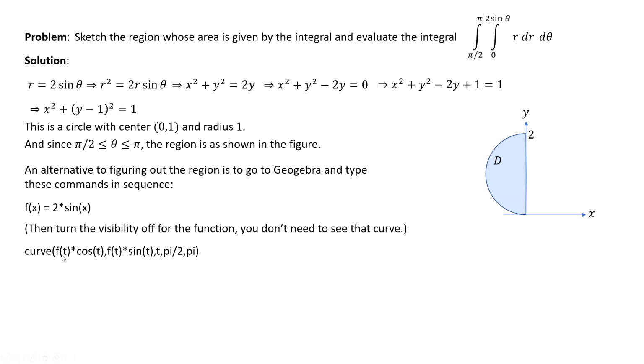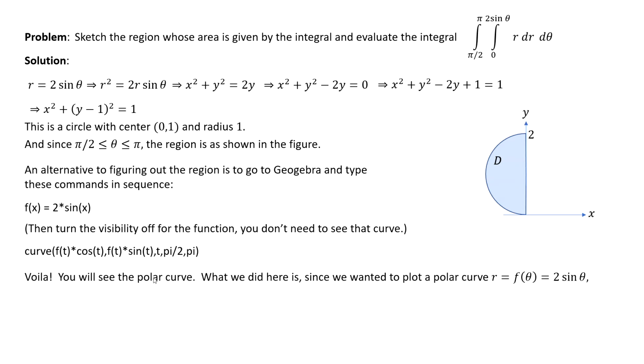Now, I'll be honest with you. You didn't have to do this f of x way. You could have said, I don't care, r is 2 sine theta, so I'm going to say 2 times the sine of t times cosine t. You could do that. But be sure to say the same thing for r here, 2 times sine t times the sine of t. Okay? If you did that, then perfectly fine. And like I said, this t is just to indicate that that is the parameter, and we are giving the lower and higher values of the parameter. So if you do that, you will see a polar curve.